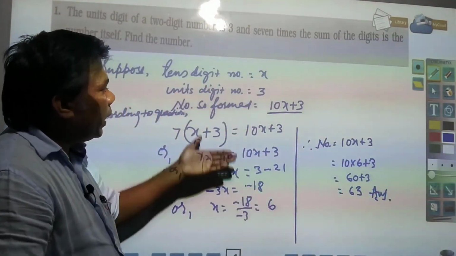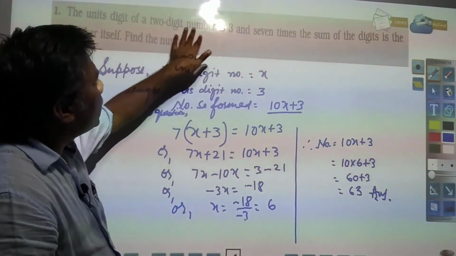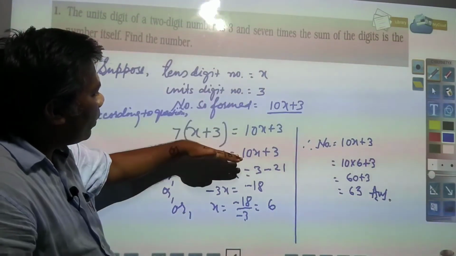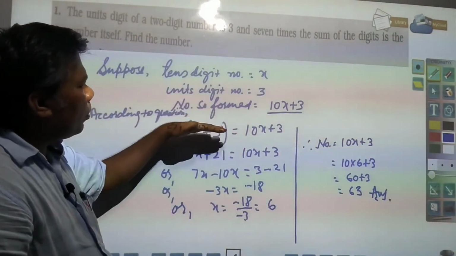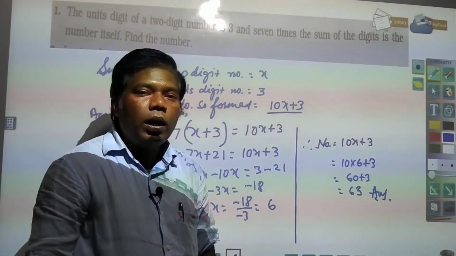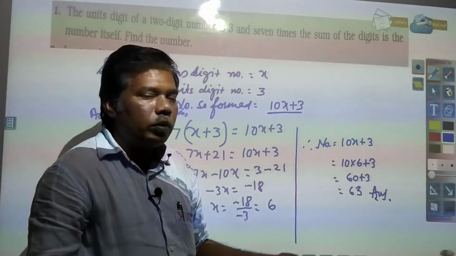So in this way only you need to understand the question properly, and then you need to solve as it has been solved. Step by step you need to understand, then only you will be able to understand and you will be able to solve.